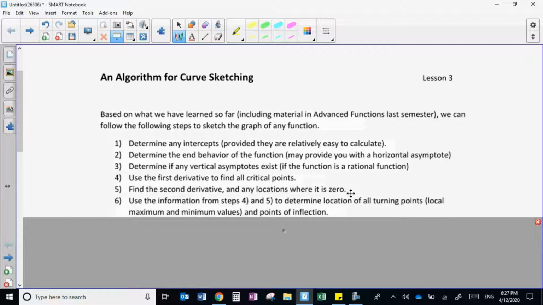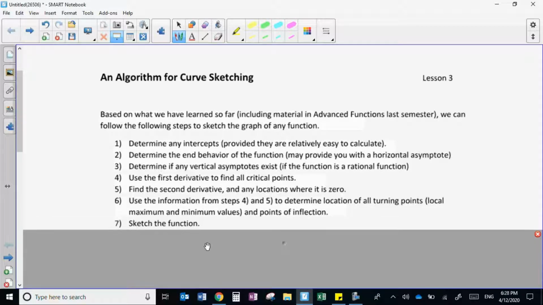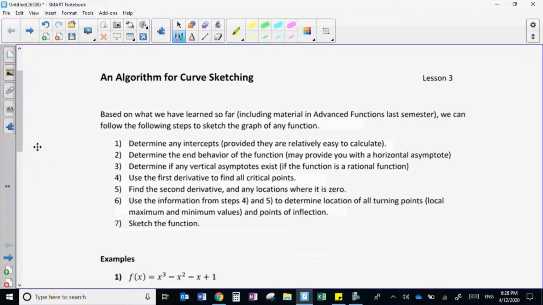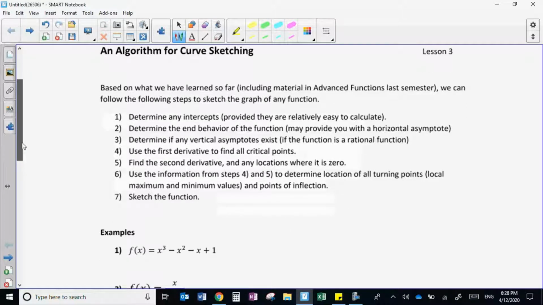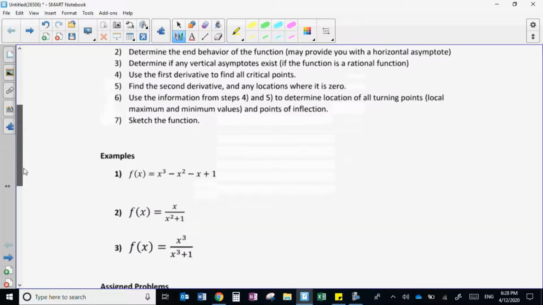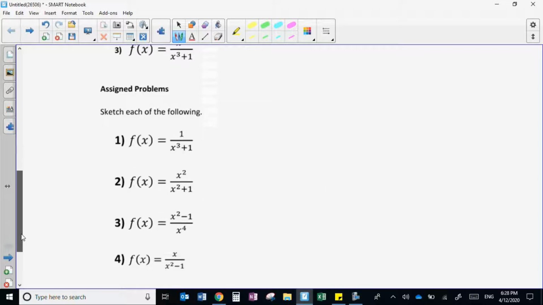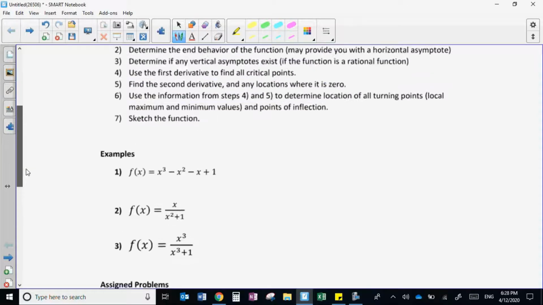Now, depending on what happens in steps 4 and 5, that's really going to change how step 6 works, and I'll show you with some examples exactly what I mean. And then finally, step 7, sketch the function. And that's basically it. These are going to be the 3 examples we try, and then I've got 4 for you to try as well. These are quite long.